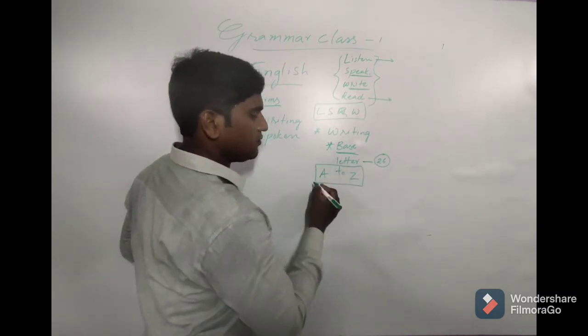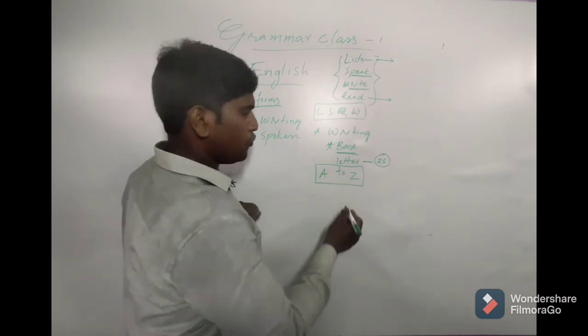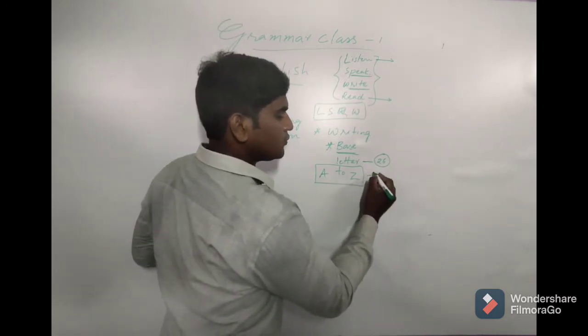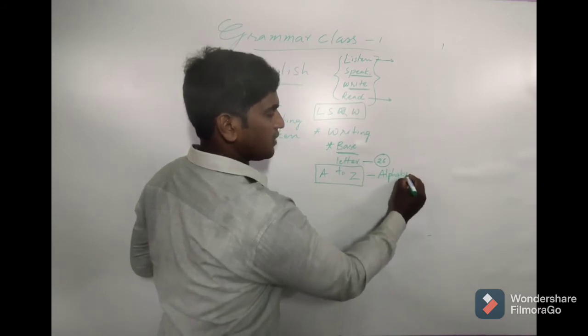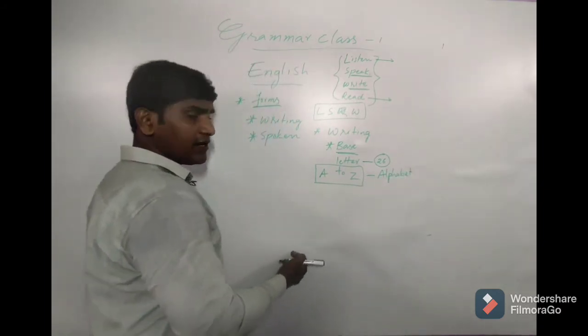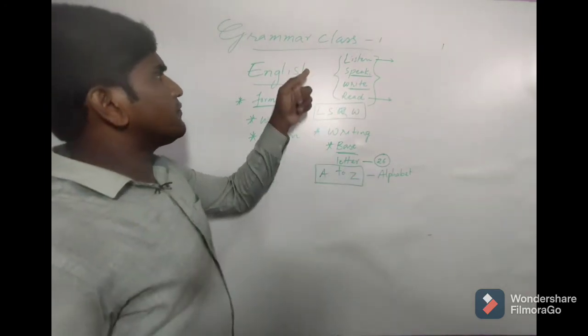These letters are called... does anyone know? What do we call all these 26 letters together? We call it an alphabet. It's not "bets", it's alphabet. Right? Alphabet.